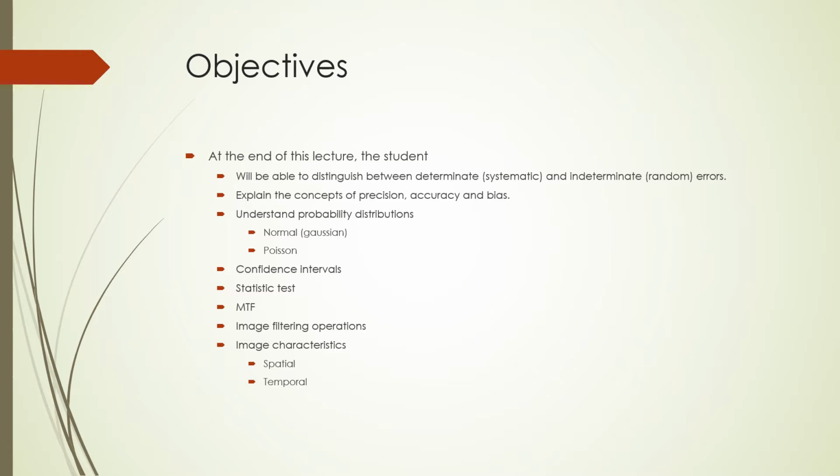We will look at confidence intervals and confidence levels, and we will also look at two statistics tests, the student t-test and the chi-squared test. We will also look at the performance of imaging systems by learning about the modulation transfer function. We can also look at image filtering operations, and image characteristics like spatial resolution and temporal resolution.